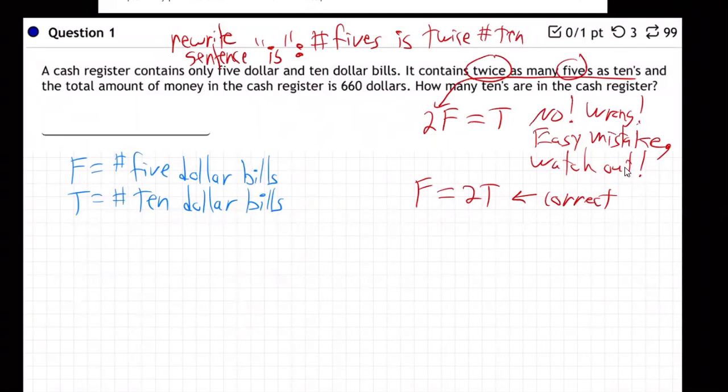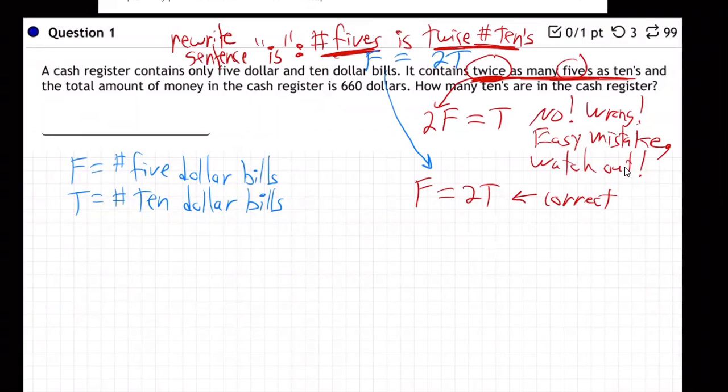I think we can all agree that's an easier way of saying what it's saying, right? The number of fives is twice the number of tens. That's what that sentence is saying. Twice as many fives. In other words, the number of fives is twice the number of tens. Well, there you can see it. Yeah, that's the correct equation. That's what it's really saying.